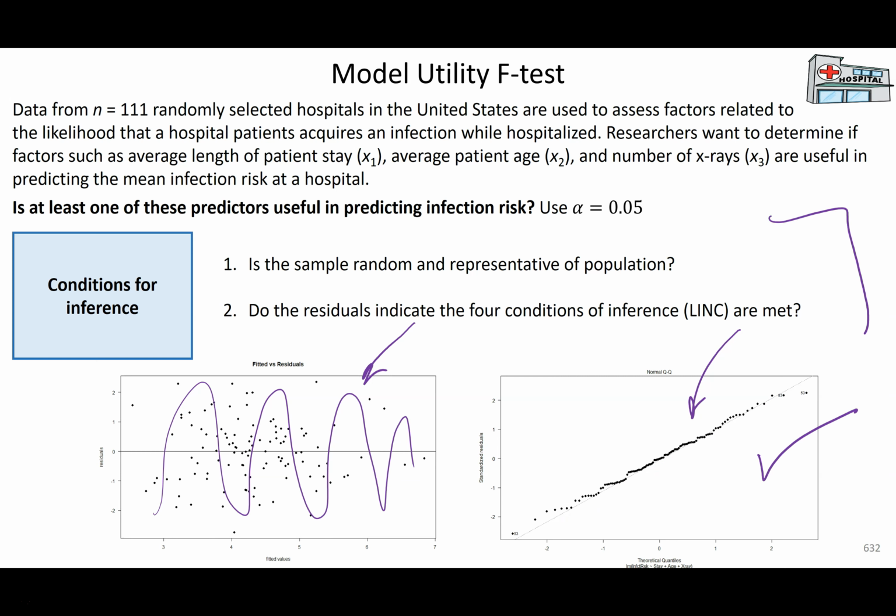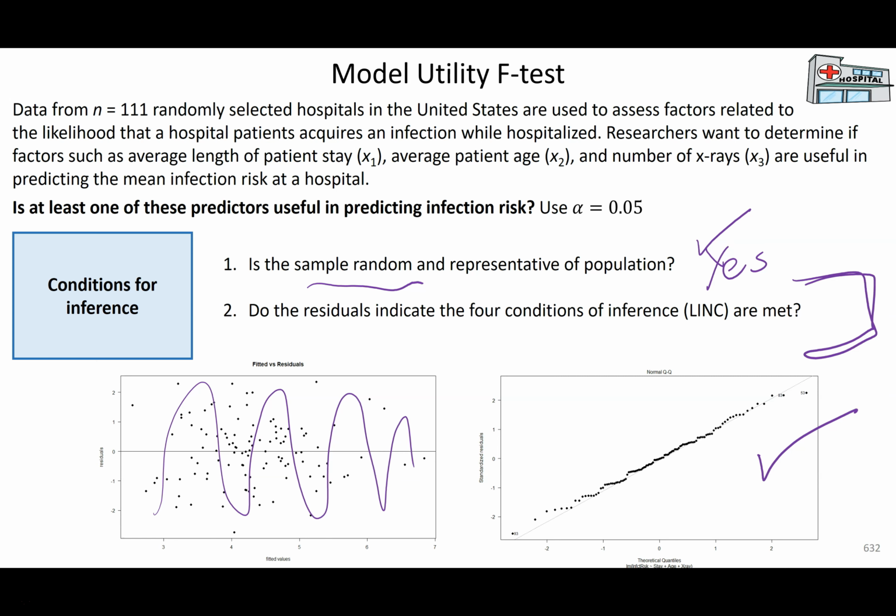Getting back to the actual questions, is the sample random and representative of the population? It is random. We're going to say yes, although I'm not sure how I feel about 111 randomly selected hospitals representing all the hospitals. There are definitely a lot of different types of hospitals out there. I mean, are you taking children's hospitals? Are you taking private, public? They're wildly different.